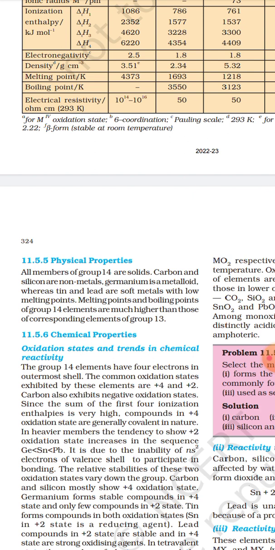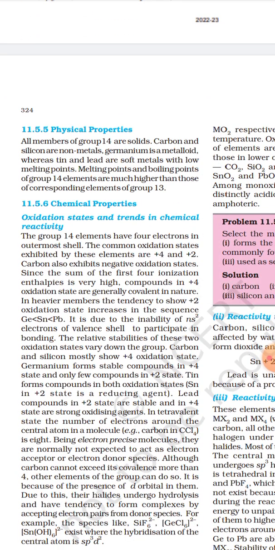In the heavier members, the tendency to show the +2 oxidation state increases. It is due to the inability of the ns2 electrons of the valence shell to participate in the bonding. The relative stability of these two oxidation states varies down the group. Carbon and silicon mostly show the +4 oxidation state. Germanium forms stable compounds in the +4 state and only a few compounds in +2. Tin forms compounds in both oxidation states; +2 is a reducing agent. Lead compounds in the +2 oxidation state are stable and in the +4 oxidation state are strong oxidizing agents.